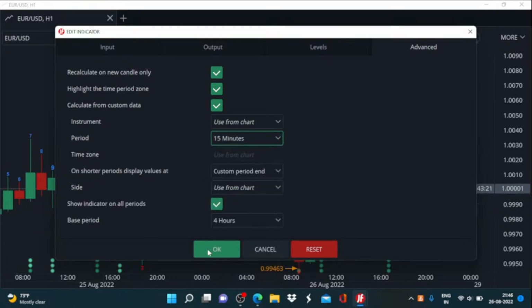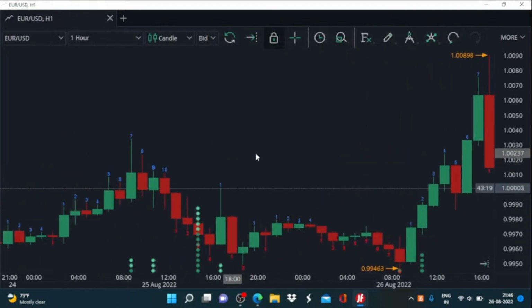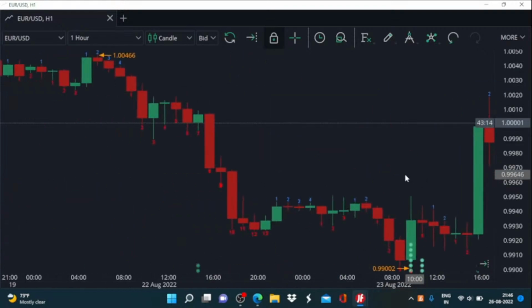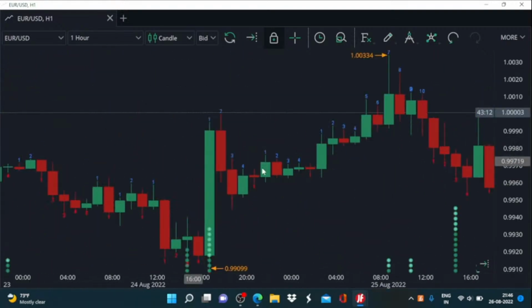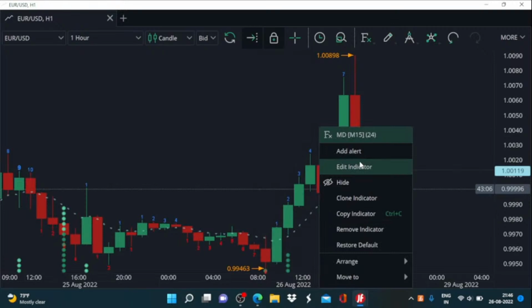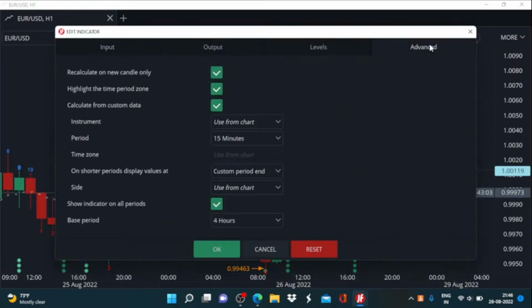So for example, if I make it 15 minutes, then the plotting of the McGinley dynamic is going to be based on the 24 candles of 15 minutes each, and even if the chart is of the hourly candle period, we have this McGinley dynamic defined using the 15-minute candle period data. Alright, on shorter time periods, display values at custom period end, start, middle, or each new candle that can also be defined.